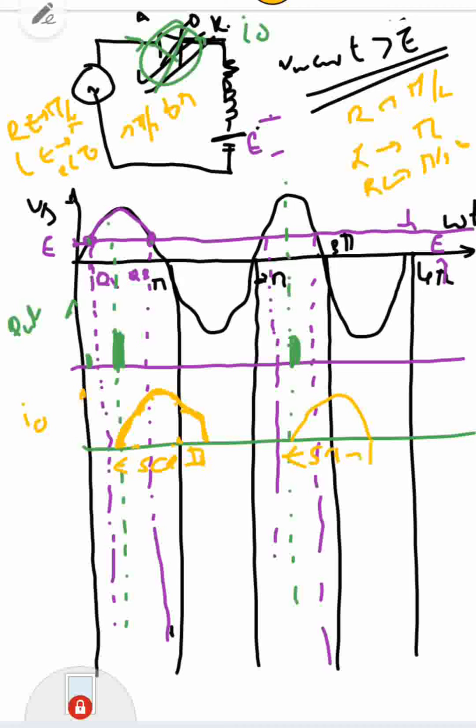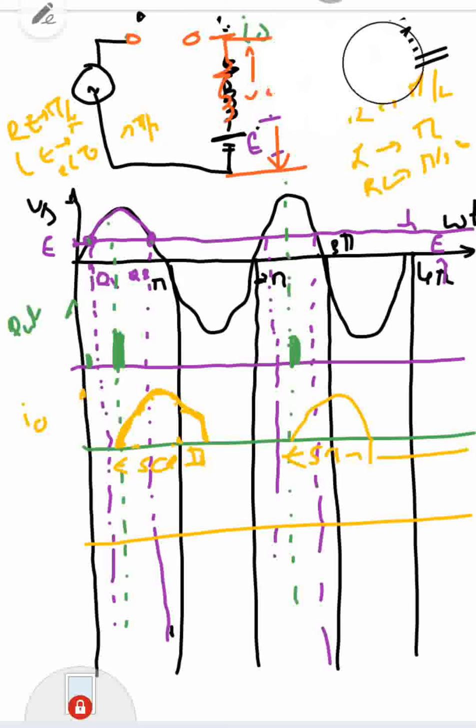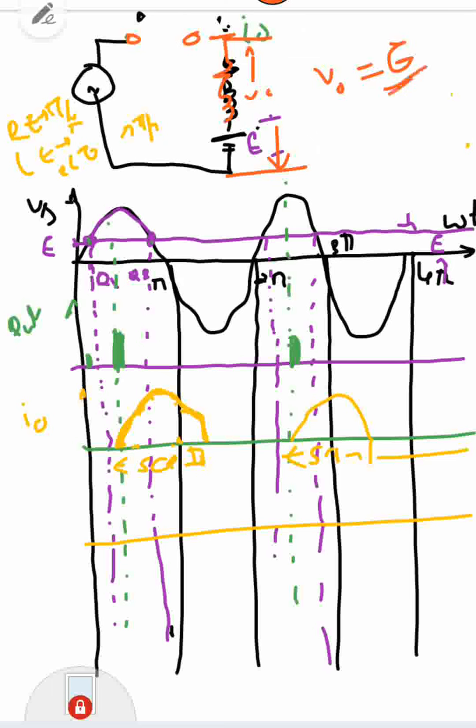SCR is conducting. Now based on that, can you draw the output voltage? It's very easy to draw the output voltage. Whenever SCR is not conducting, here, what is the output voltage? RLE load. What is the output voltage? You are seeing a battery voltage here. So whenever SCR is not conducting, in an RLE load, output voltage is equal to E, because the load consists of only a battery. In all other types of load like RL, R and other things, output voltage was equal to 0.